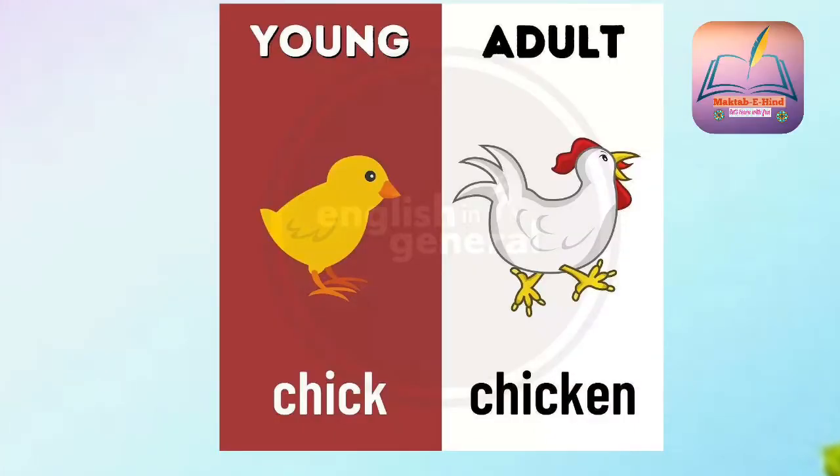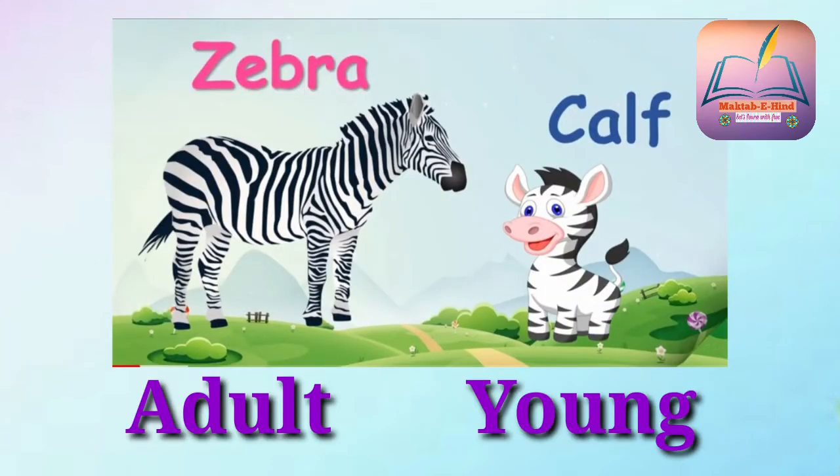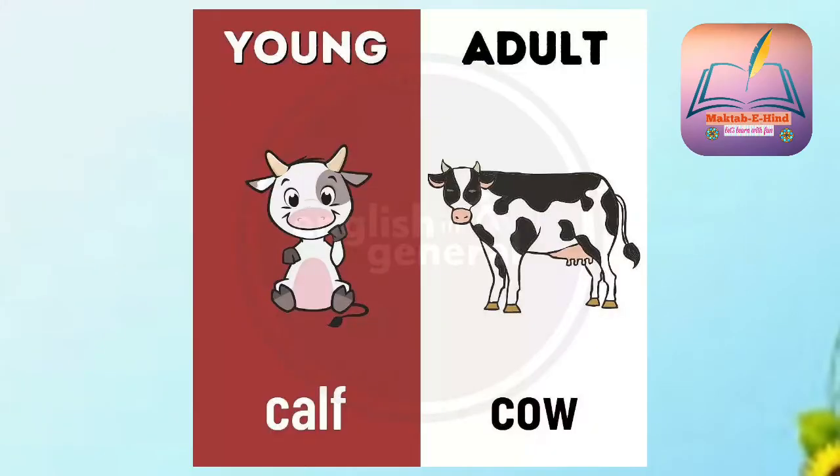Chicken is adult and young one of chicken is called chick. Chicken, chick. Zebra is adult animal and young one of zebra is called calf. Zebra, calf. Cow is adult animal and young one of cow is called calf. Cow, calf.